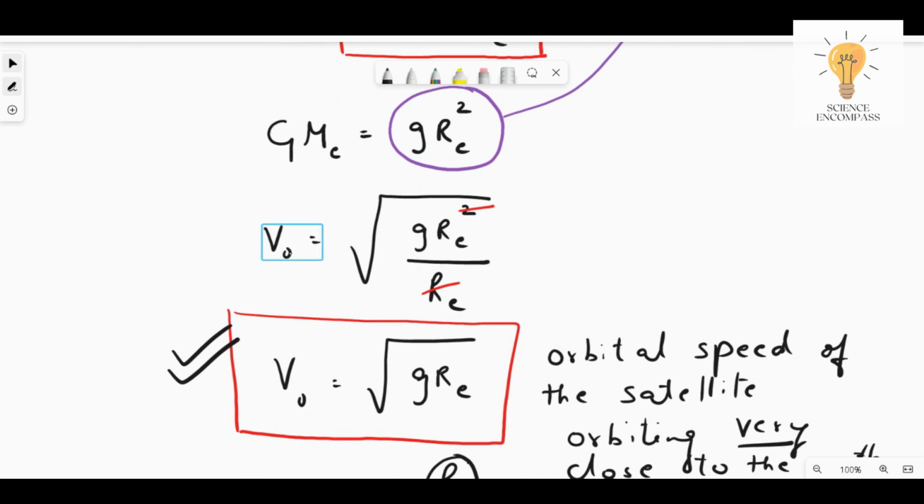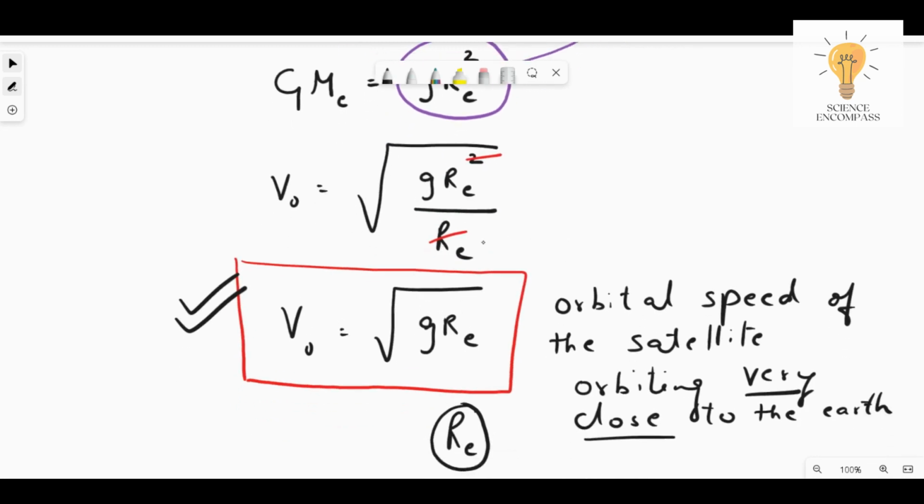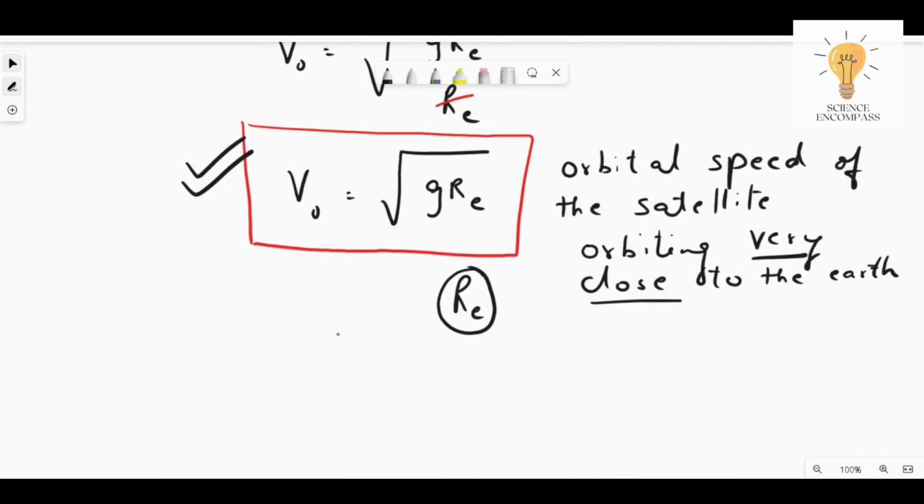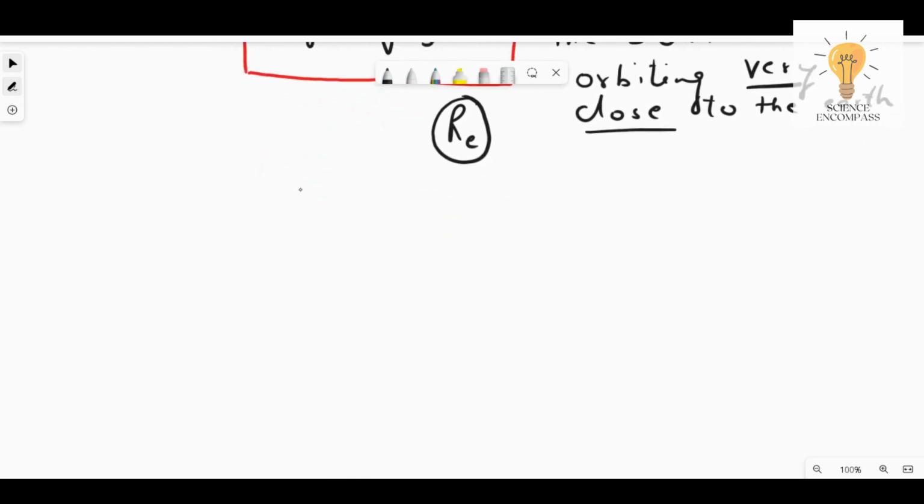So velocity is equal to that g, little g. It's not the bigger G. Please don't make that mistake of writing the bigger G here. So this is the acceleration due to gravity g, times the radius of the Earth squared, divided by the radius of the Earth. And over here, we did a little bit of cancellations, and we're left with this formula, which I have boxed, and that's the orbital speed of the satellite which is orbiting very close to the Earth. All right, and now we can just plug in the numbers.